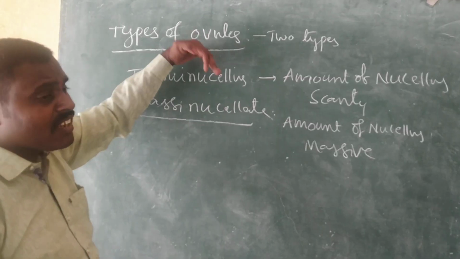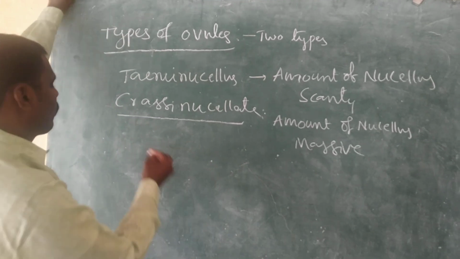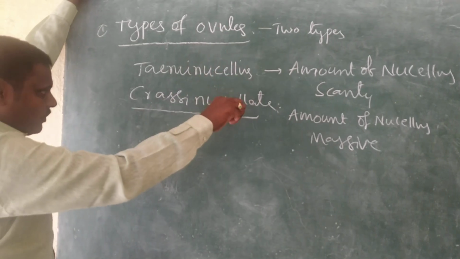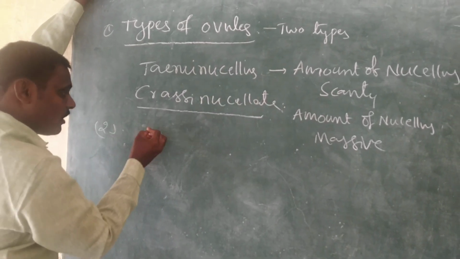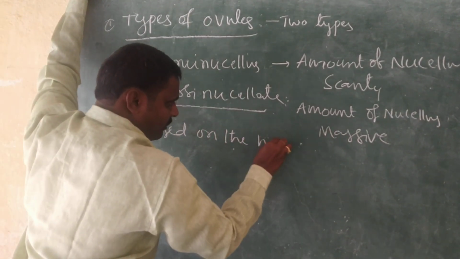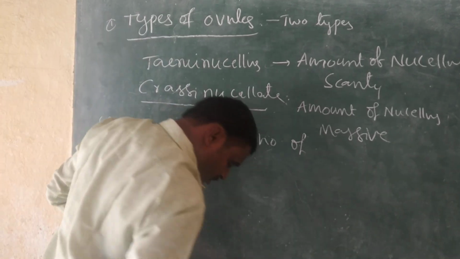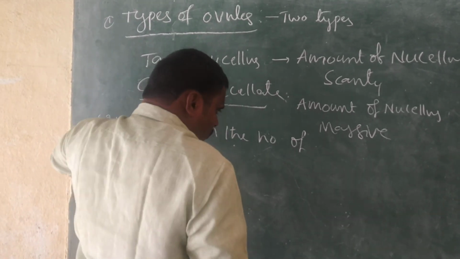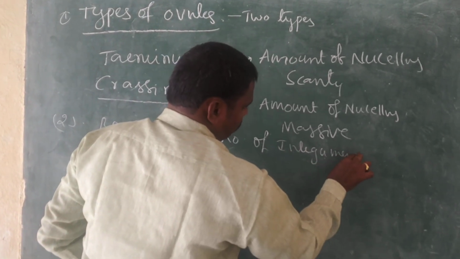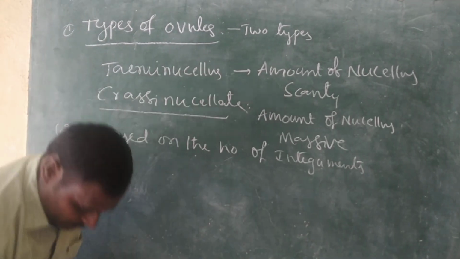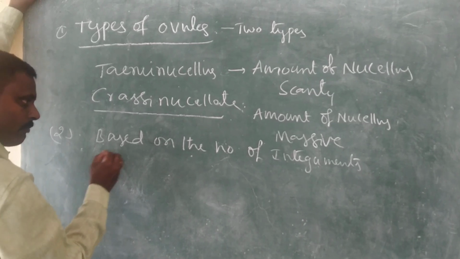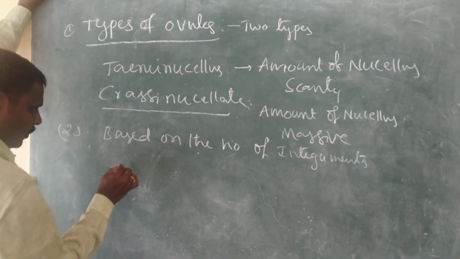Now, based on the number of integuments, there are three types of ovules. This is the first criteria, based on the amount of nucellus. The second one is based on the number of integuments. So based on the number of integuments, there are three types of ovules.